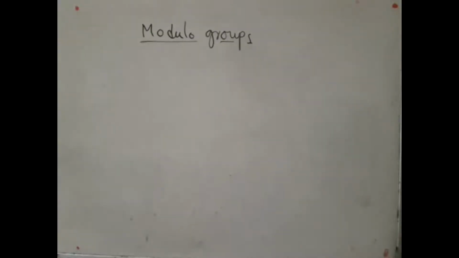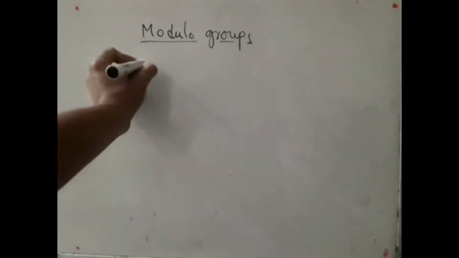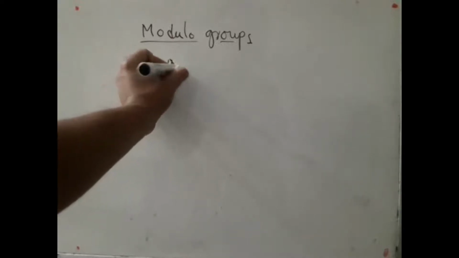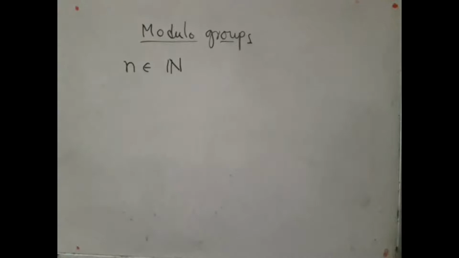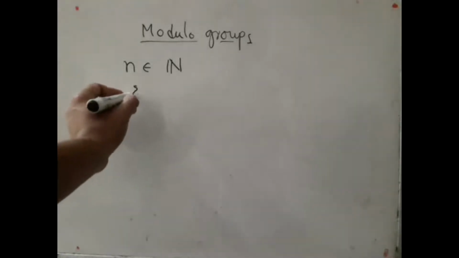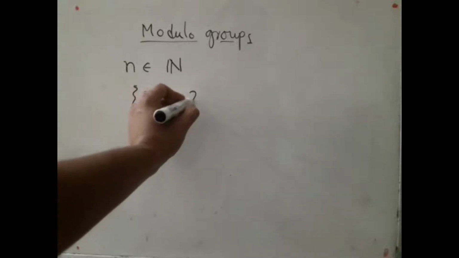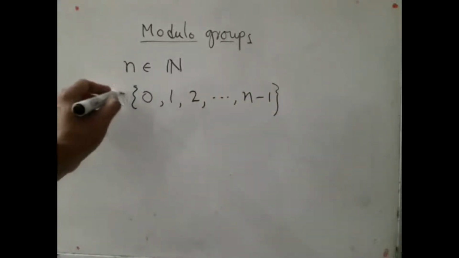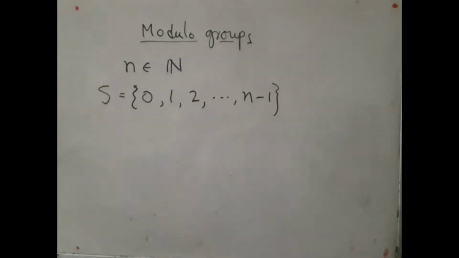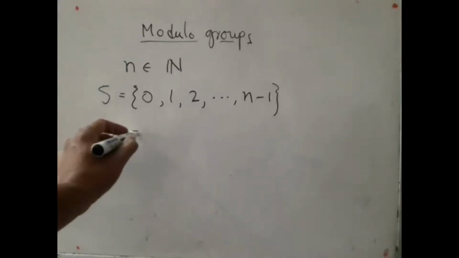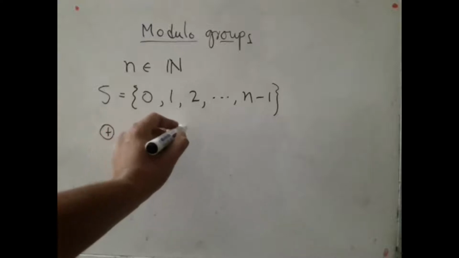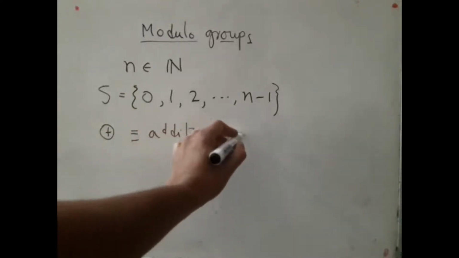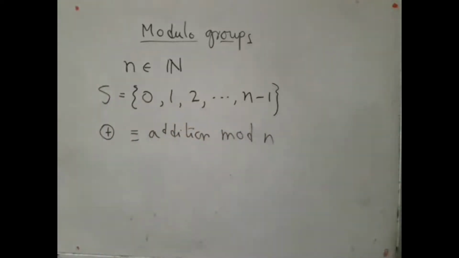An important class of groups are the modular groups. So, this is like this. Suppose n is any natural number. Then I can consider all the numbers of this type, 0, 1, 2, up to n minus 1. That's my set. And the binary operation is addition mod n. So you add two numbers, then you divide the sum by n and take the remainder.